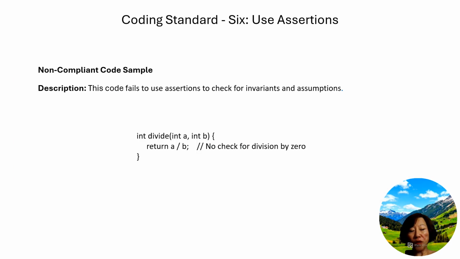All right, we're moving ahead. Coding standard number 6: use assertions properly. This code here is so simple, right? We encountered this from day one. We all know we should not divide by 0 because that will cause either program abort or undefined behavior, but usually program abort. This code here fails to use assertions to check for invariants and assumptions.